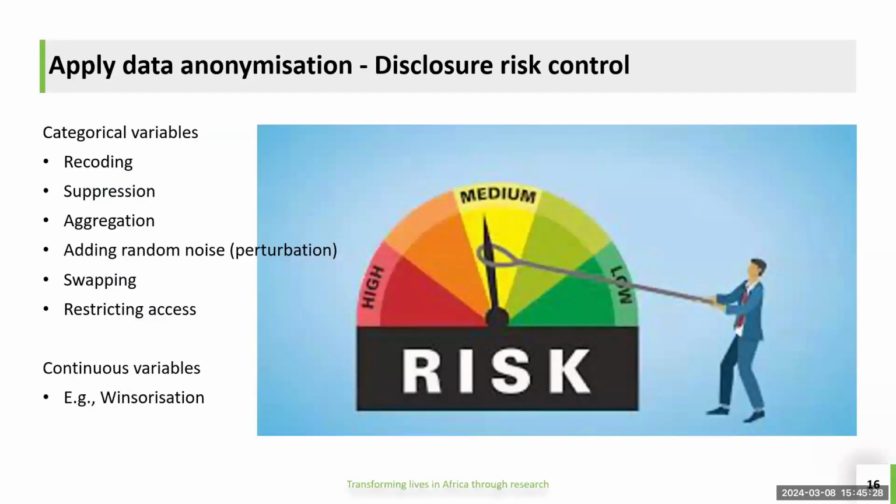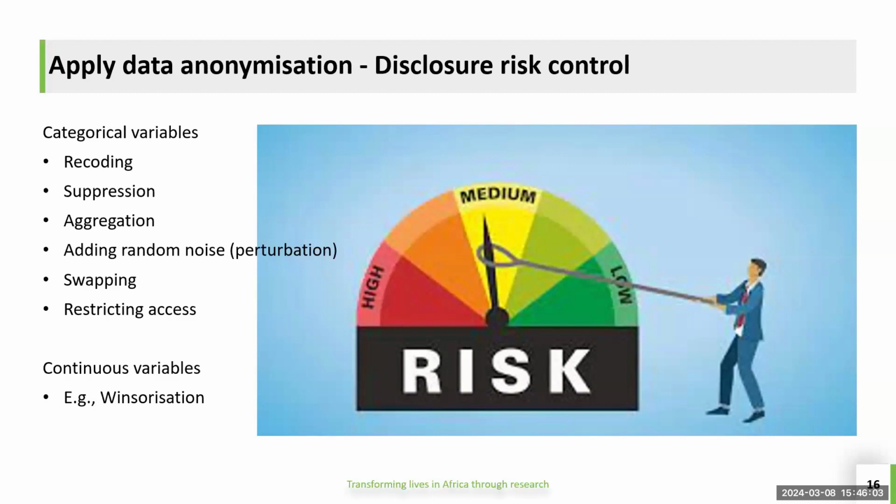You have assessed the level of risk; now, okay, this is my level of risk. Then you apply data anonymization or disclosure risk control. There are different methods depending on whether a variable is categorical or continuous. Some of the things that work with categorical variables do not exactly work with continuous variables. So what you're trying to do now is, having seen what the level of risk is when you assessed, you want to try and reduce it.